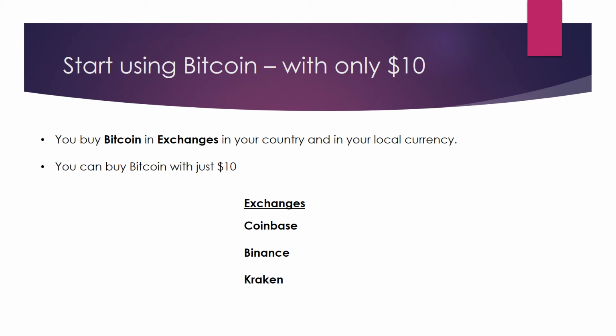Now that you know a little bit about Bitcoin, start using it. You can start using Bitcoin with just $10. Go to one of these exchanges and start buying Bitcoin and trying to use it. Try to use it for purchases, payments, and everything. Some common exchanges are Coinbase, Binance, Kraken. There's WazirX, and every country has its own Bitcoin exchanges. So use them.